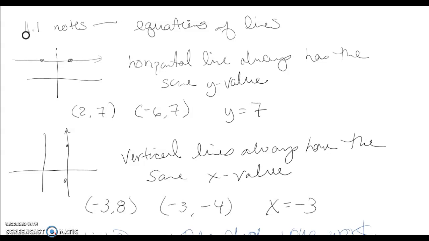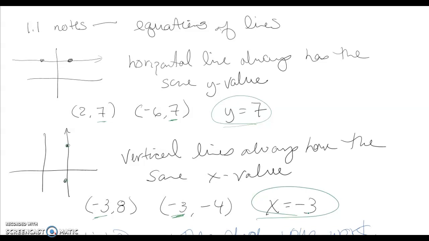So equations of lines. Let's start with a nice horizontal line. Horizontal lines are such that the y value is always the same, so you model it with y equals 7. On a vertical line, the x values are always the same. To describe a place where the x values are always the same, we're going to hit x equals -3.